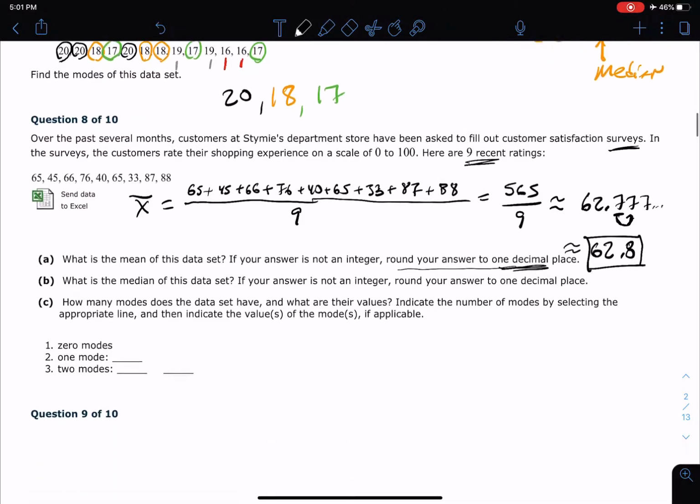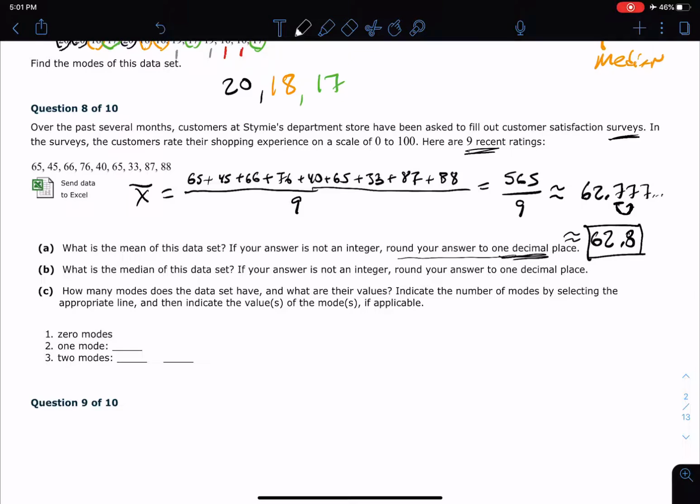Next, part B, what is the median of this data set? If your answer is not an integer, round your answer to 1 decimal place. Okay, so on part B, we need to physically organize our data from smallest to largest. So I see 33, 40, 45, 65, another 65, 66, 76, 87, and 88.